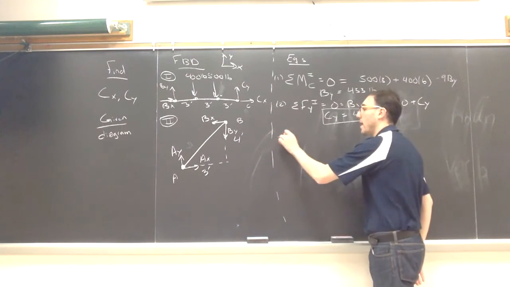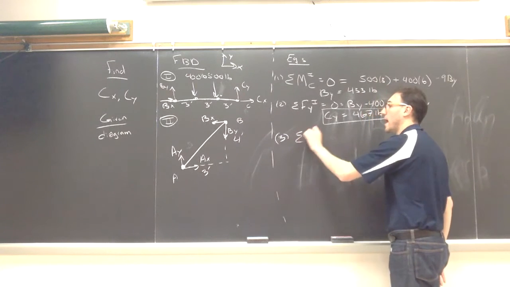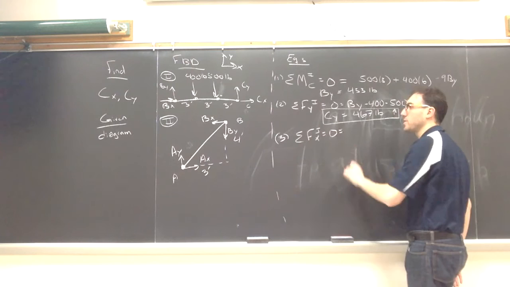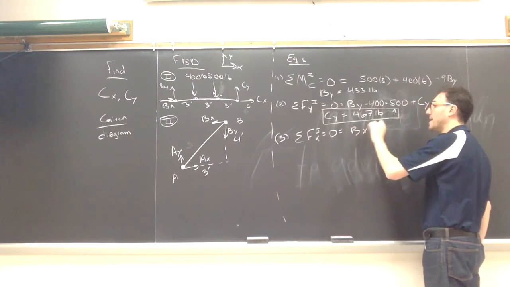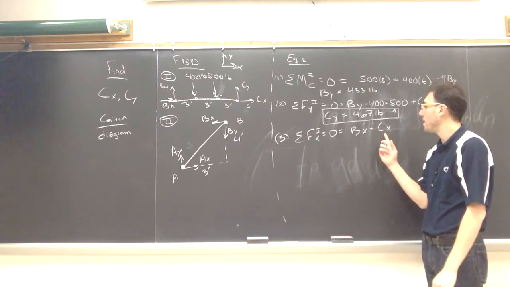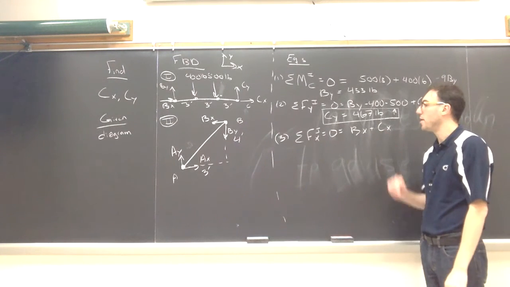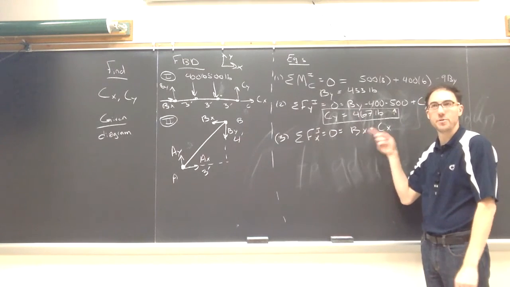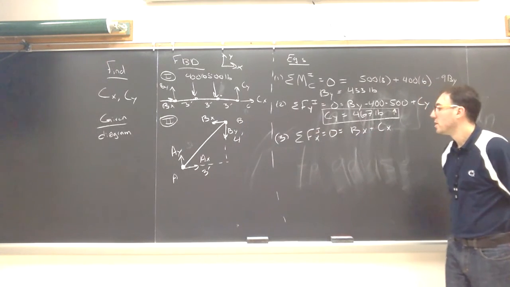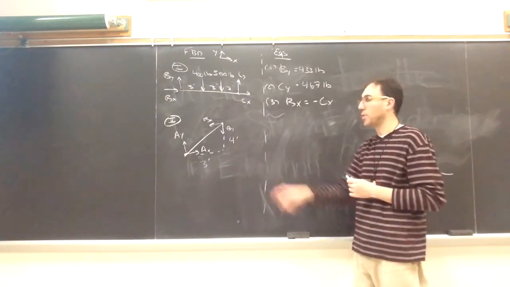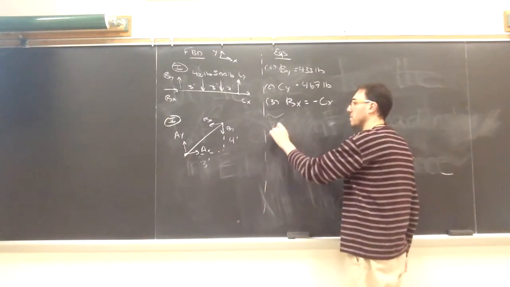And finally, I still need Cx. I can start to get it by summing forces in the x direction, but this is where we now need that second picture to make any more progress. Bx I don't know, Cx I don't know. I know they're equal and opposite, but I only have this equation left to use and still two unknowns. Now we can go to that second free body diagram and get three more equations.